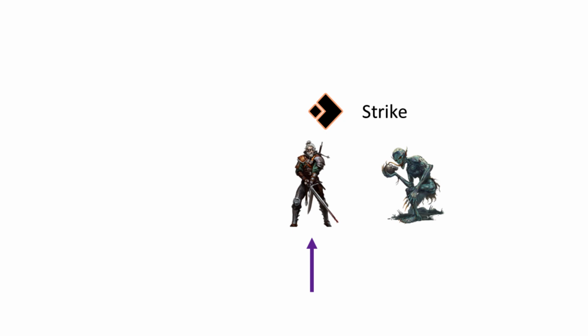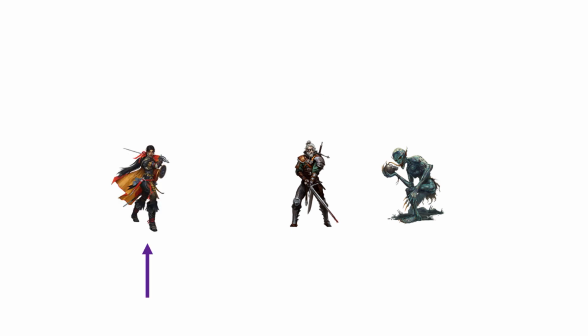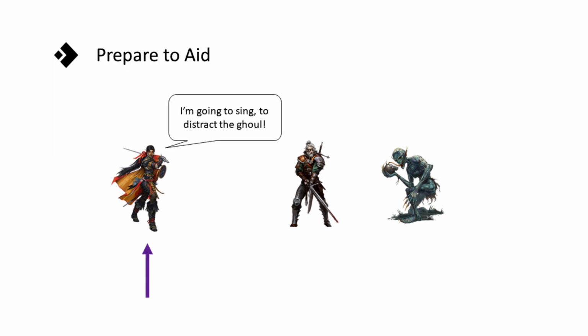Aid is a reaction you can only do if you have spent an action on your turn to prepare to aid. Let's say your friend wants to strike a ghoul, but it's not your friend's turn. It's your turn. What could you do to help him? You could spend one of your actions to prepare to aid. For example, you could sing to distract the ghoul.